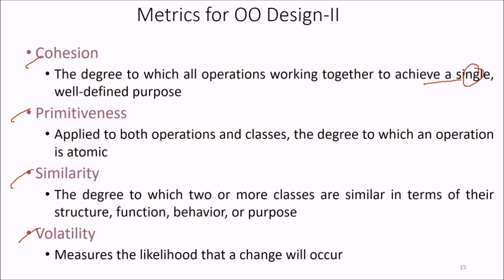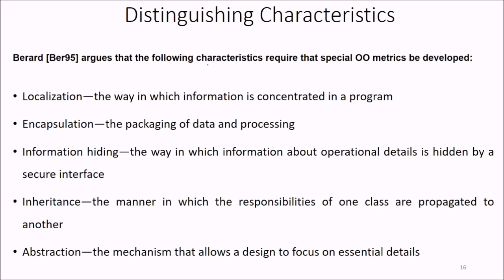Primitiveness. This is applied to both operations and classes. The degree to which an operation is actually atomic. Similarity, the degree to which two or more classes are similar in terms of their structure, function, behavior, or purpose. The volatility, the measure of the likelihood that a change is going to occur.